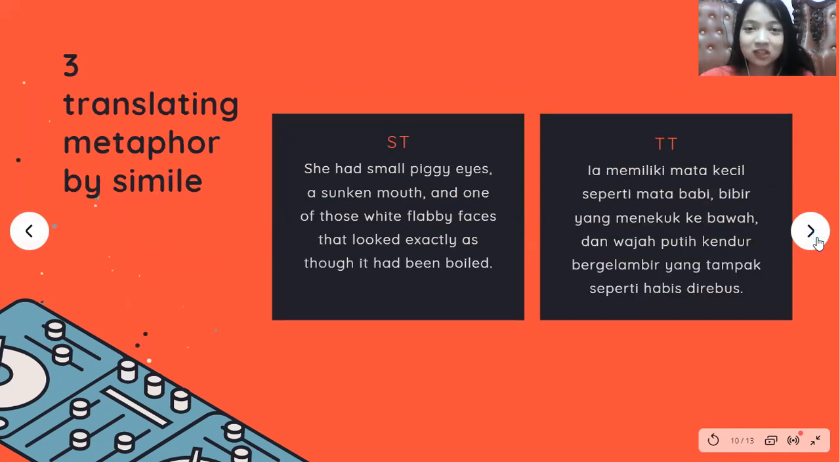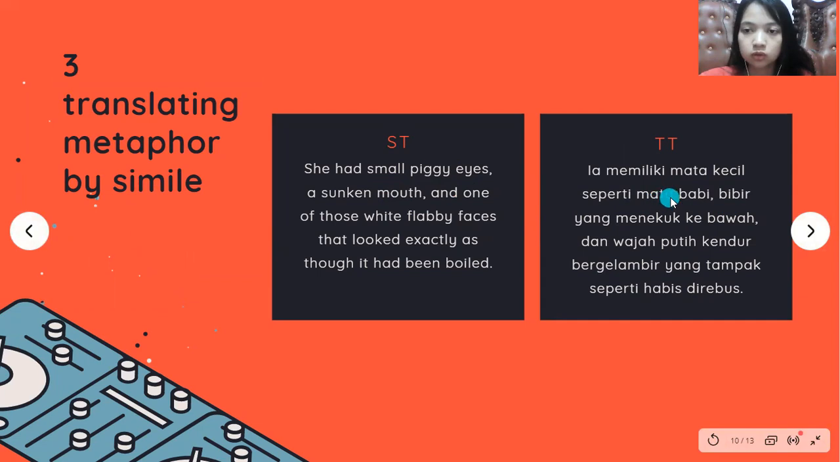And the third strategy found is translating metaphor by simile. So that is a change of the form from metaphor, "small piggy eyes," into a simile, "mata kecil seperti mata babi." This one has an effect of more direct comparison, "mata kecil seperti mata babi." So it's more explicit and has a more instant effect than the metaphor one.